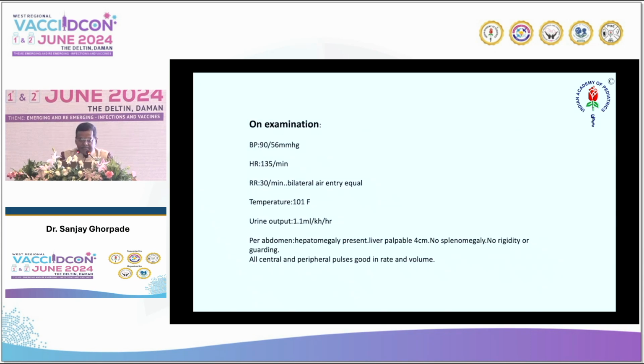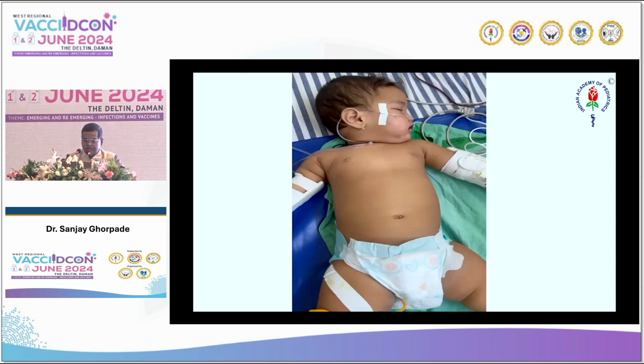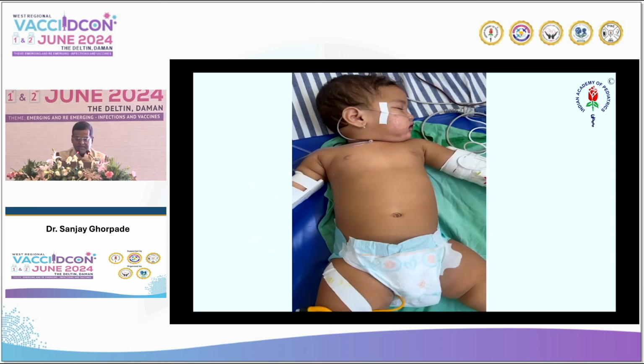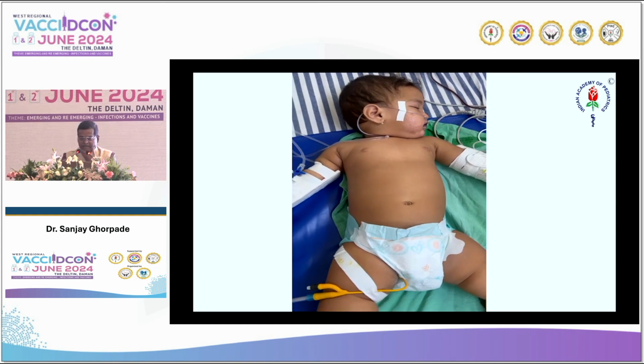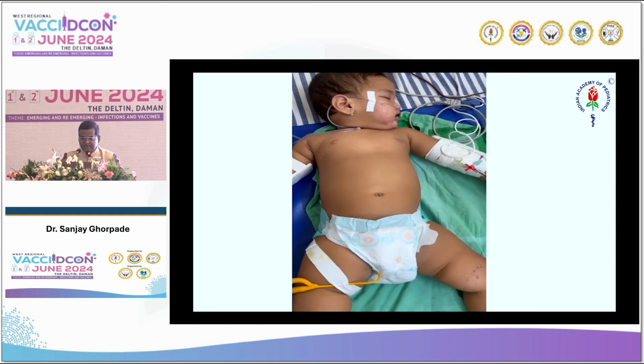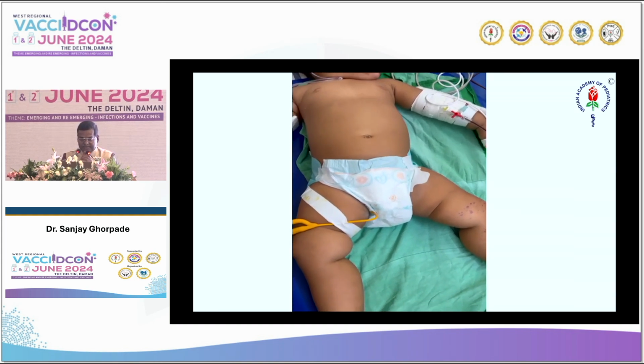On examination, blood pressure 90/56. There was a little bit of tachycardia with tachypnea. Baby was febrile. Urine output was 1.1 ml per kg per hour. Hepatomegaly was present, liver was palpable 4 centimeters. All central and peripheral pulses had good volume. And this was the case, Nikhil. And this child was admitted in the emergency room initially for stabilization.